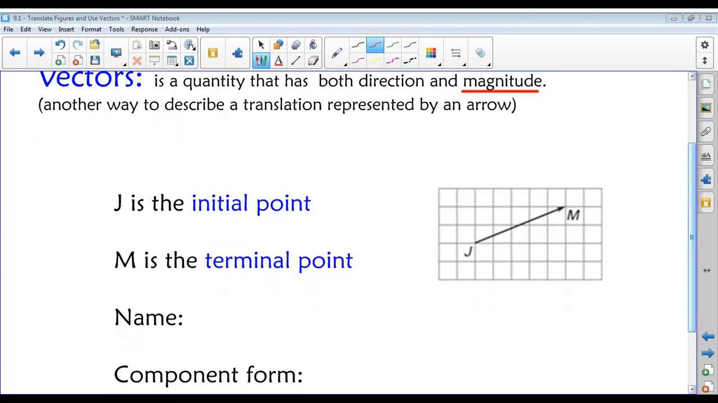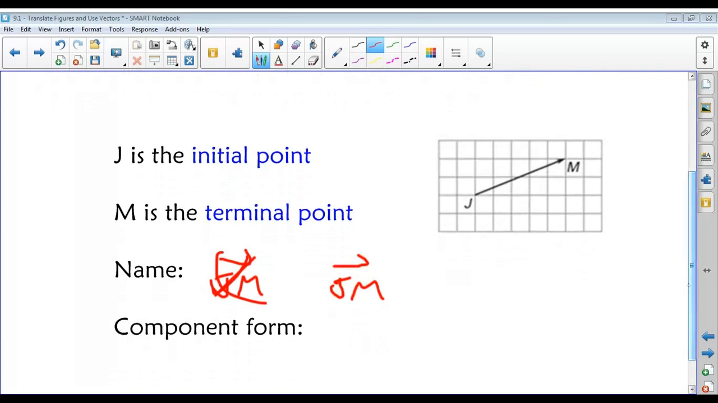The way that we write this, vector JM, looks almost like a ray. This should be with one arrow coming off of it like that. The component form of this is just describing how far right do we go, and then how far up or down do we go. So we go to the right 5, and we go up 2.